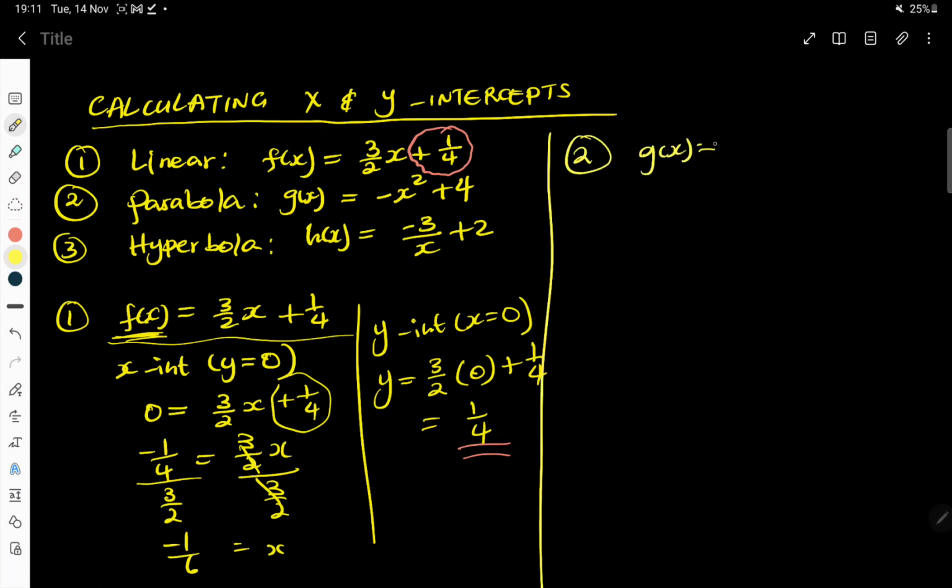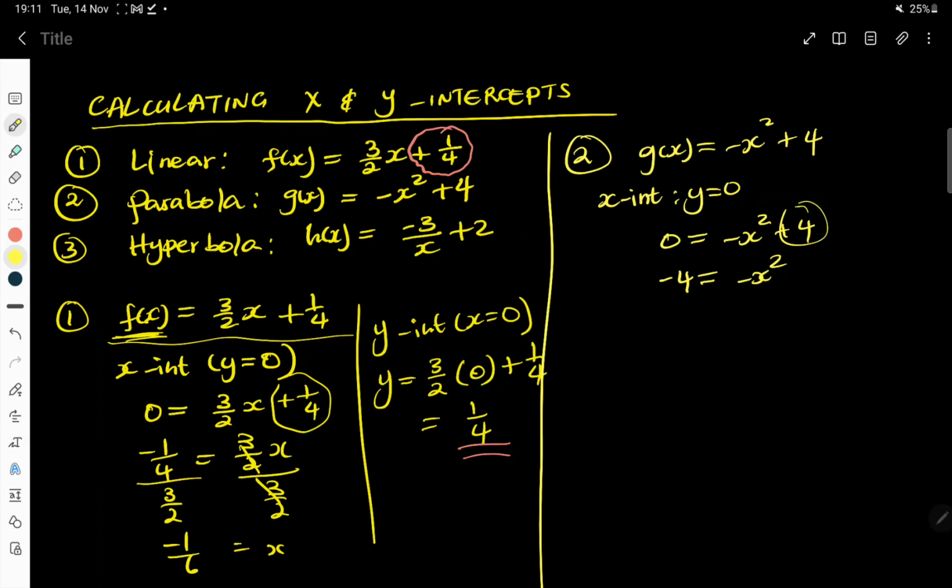We have g of x is equal to negative x squared plus 4. How do you find the x-intercept? Remember, for x-intercept, you let y be 0. So it's going to be 0 is equal to negative x squared plus 4. Then you transpose the 4, so negative 4 is equal to negative x squared. Then you divide by negative 1 so that it cancels, and you remain with x squared is equal to negative 4 divided by negative 1, which is 4. Then you put a square root, then x is equal to plus or minus 2. When you insert a square root, you always use plus or minus.